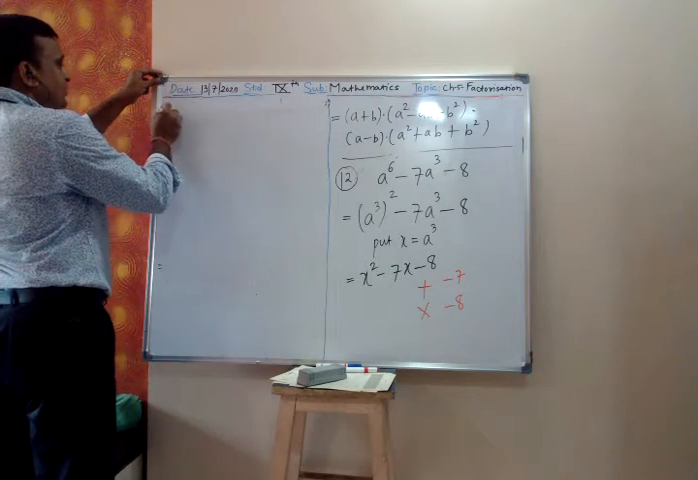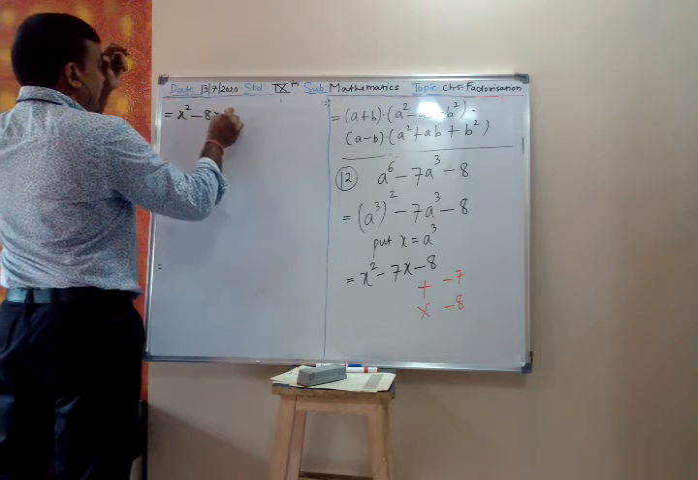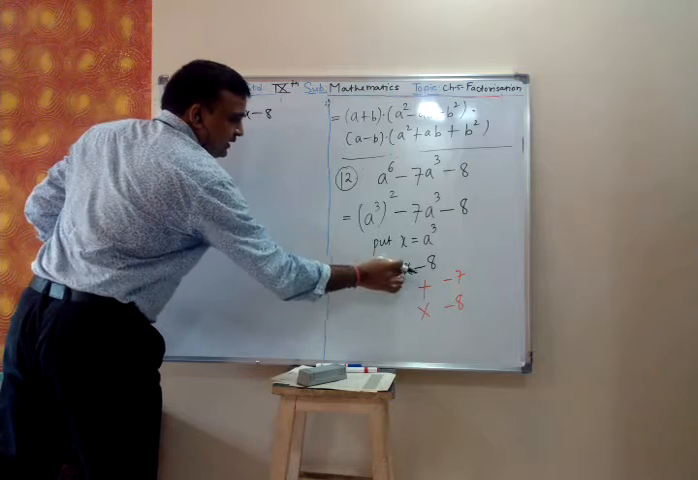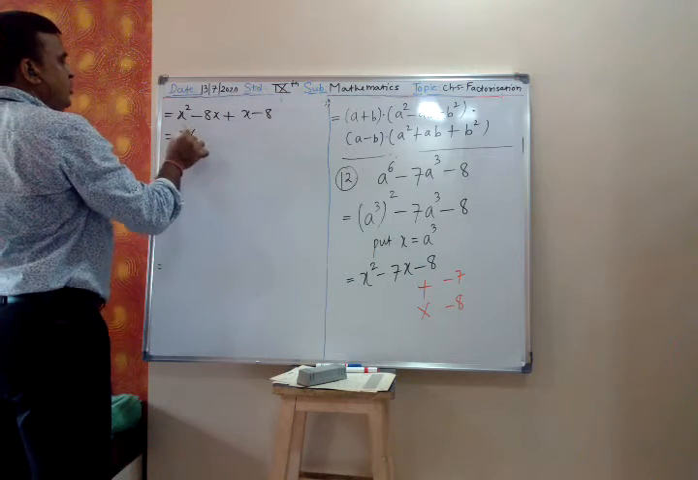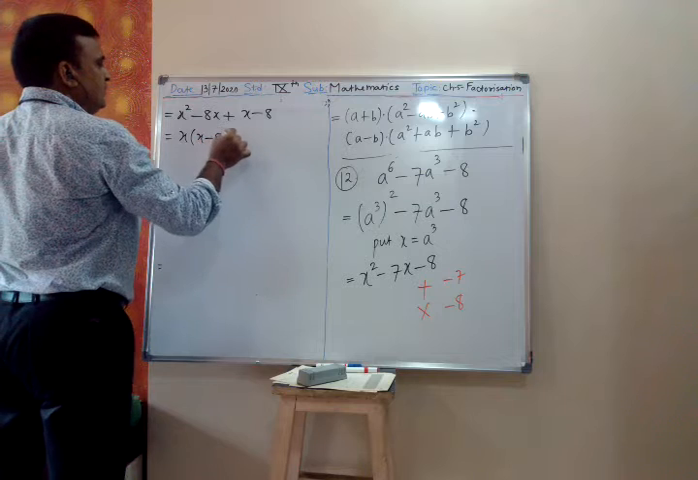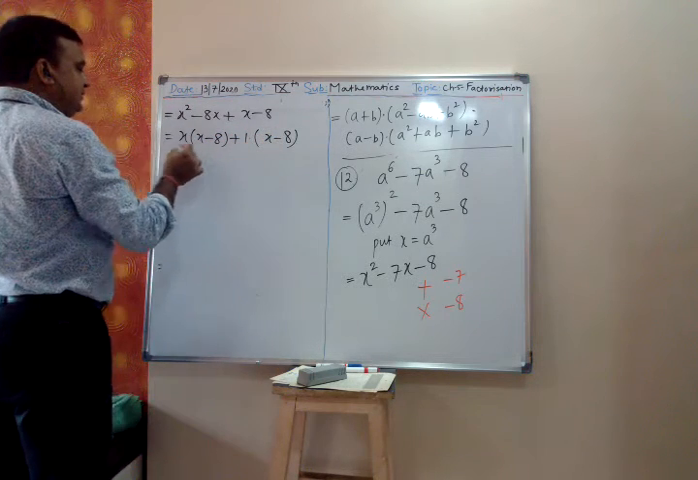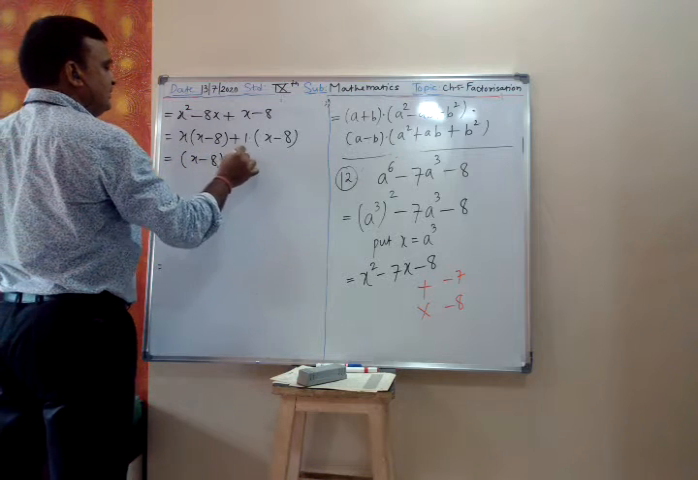So this I will write x square. Middle term I will split: minus 8x plus x minus 8. Middle term I am only splitting, other term I am keeping as it is. So now x is common, x minus 8 plus 1 into x minus 8. x minus 8 is now common. So it is x minus 8 into x plus 1.